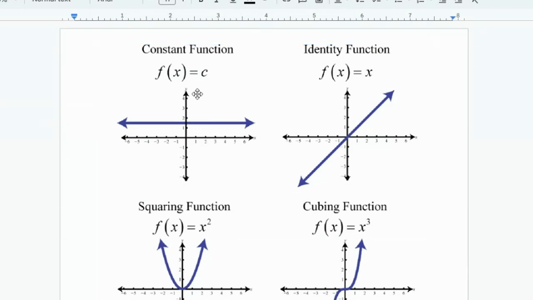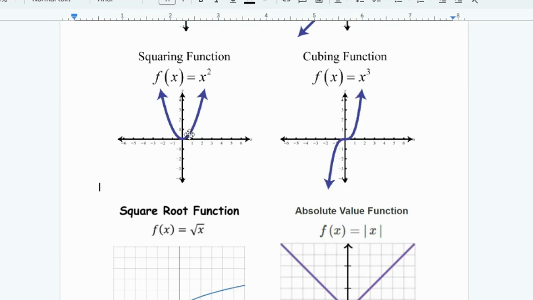So there's the constant function. The identity function is just the linear y equals x, f of x equals x. That's the identity function. The squaring function, that means it's a quadratic, it's a parabola, it's x squared. The most basic being this shape right here, goes through the origin.